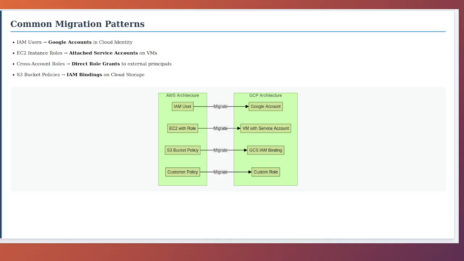The diagram shows a typical migration path from an AWS architecture with IAM roles and policies to a GCP architecture with service accounts and IAM bindings. The application functionality remains the same, but the identity and access control mechanism changes to fit the GCP model.